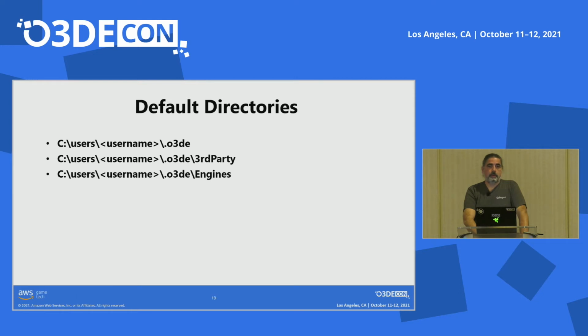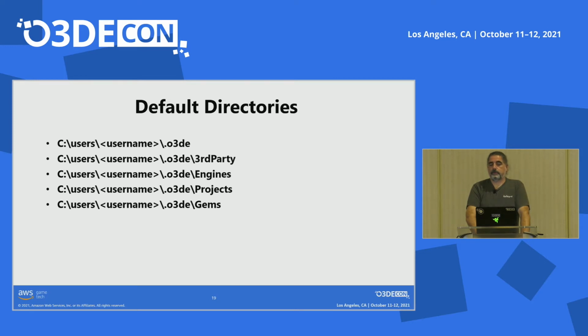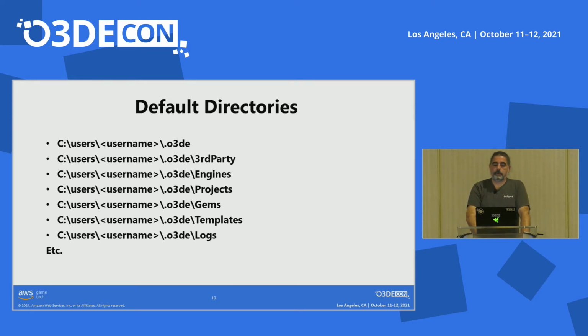Engines. So we'll notice that there are subdirectories in here for just about every type of O3D object. So if I download an object from a friend, I can stick it in there and register it. It's a convenient place for it to live. Obviously projects, gems, templates, and so on. Logs is another good one. Eventually, most of our logging will go to this folder, although right now it goes to the users folder.